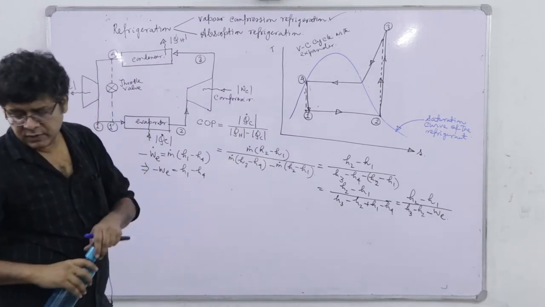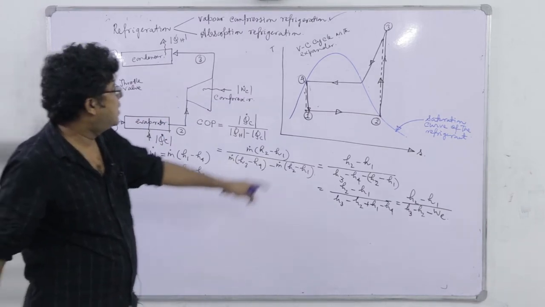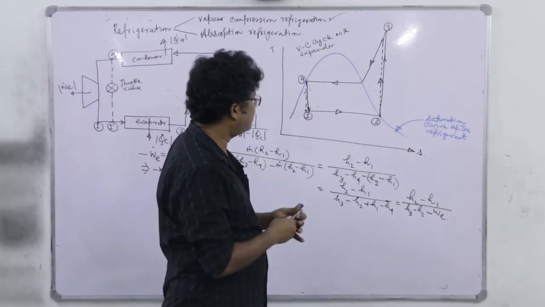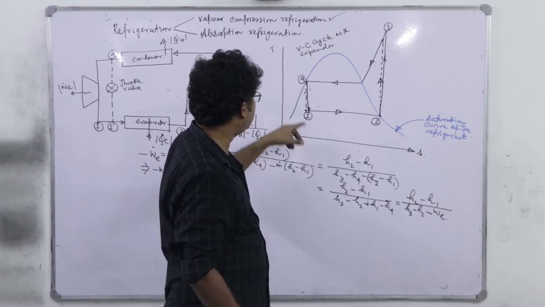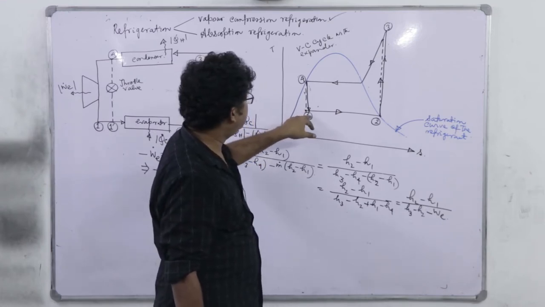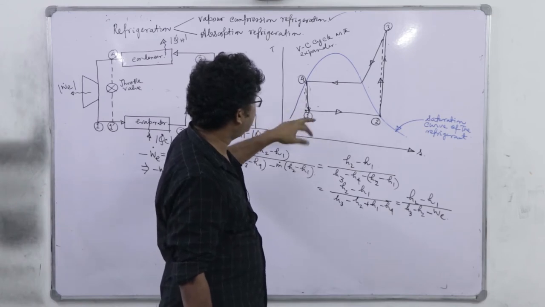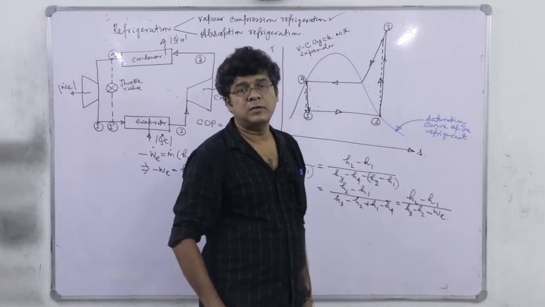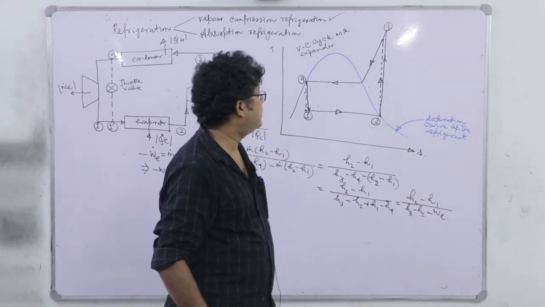What we are doing actually? Here at this inlet of this expander, this dotted line represents the isentropic expansion. So, anyway, it will be either 1 or something like 1A. So, from there, it is being converted at the outlet of the evaporator to saturated vapor.